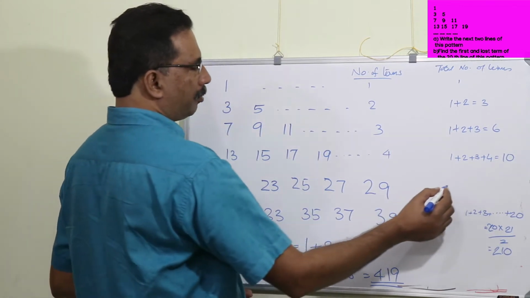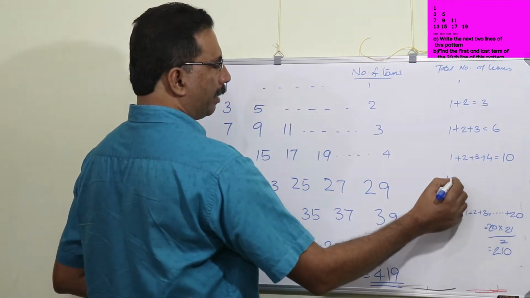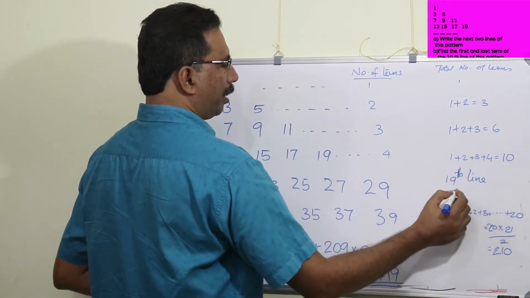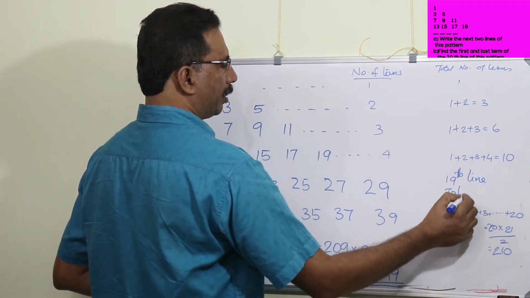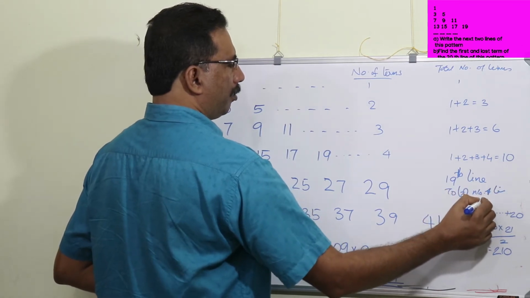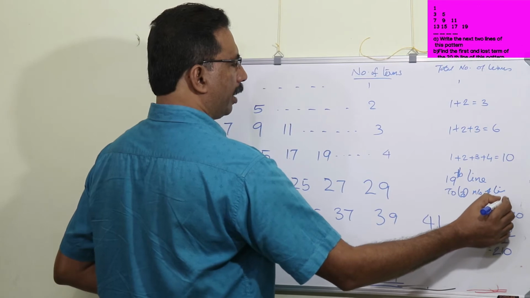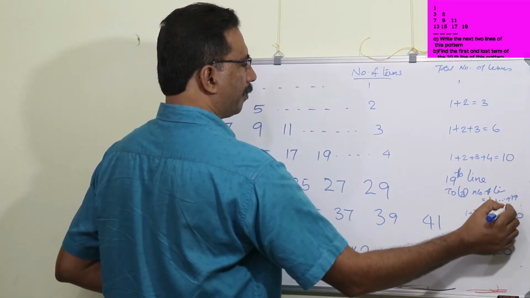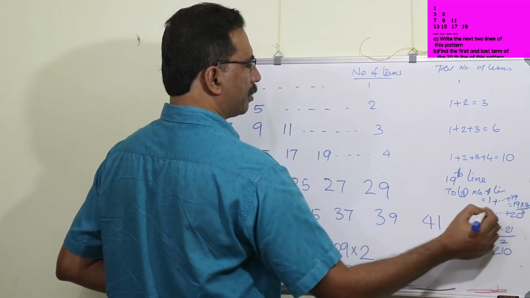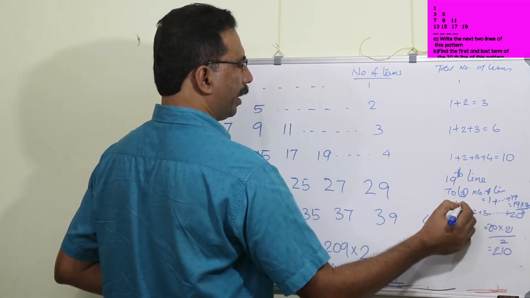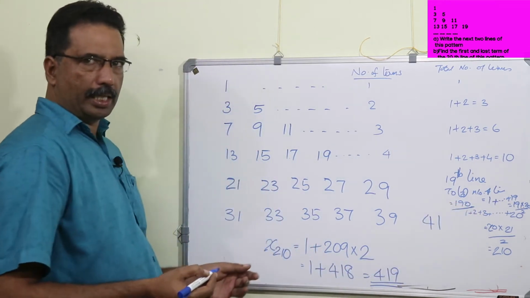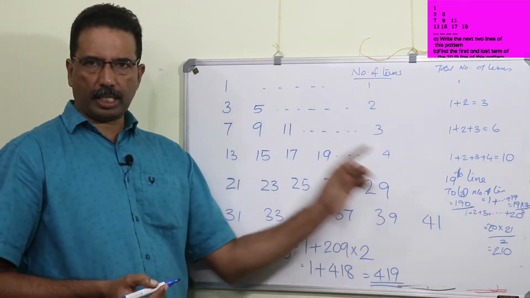അപ്പോൾ നമുക്ക് അതിന് തൊട്ട് മുൻപിലുള്ള 19th ലൈൻ ടോട്ടൽ നമ്പർ ഓഫ് ടേംസ് എത്രയായിരിക്കും? 19th ലൈനിലെ ടോട്ടൽ നമ്പർ ഓഫ് ടേംസ്, 1 മുതൽ 19 വരെയുള്ളതിൻ്റെ സം അത് എത്രയായിരിക്കും? 19 × 20/2, what is it? 190. 190ാമത്തെ ടേം ആയിരിക്കും 19th ലൈനിലെ ഏറ്റവും അവസാനത്തെ നമ്പർ.